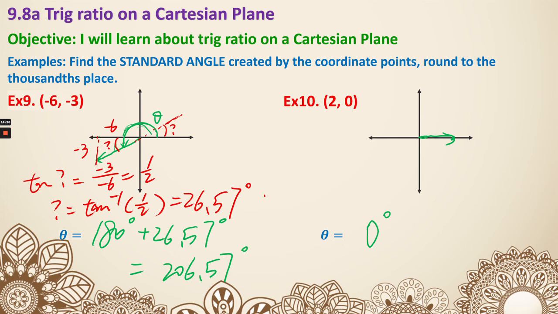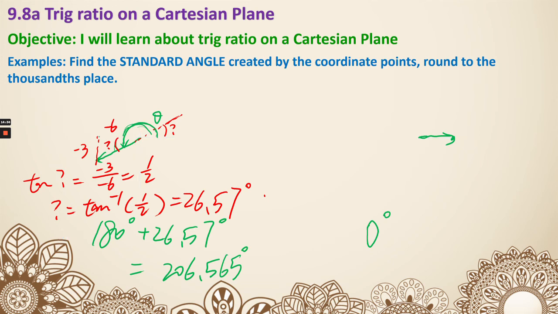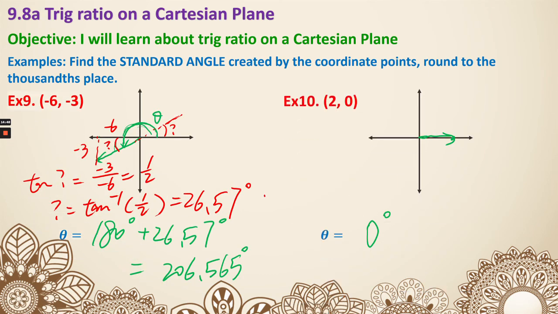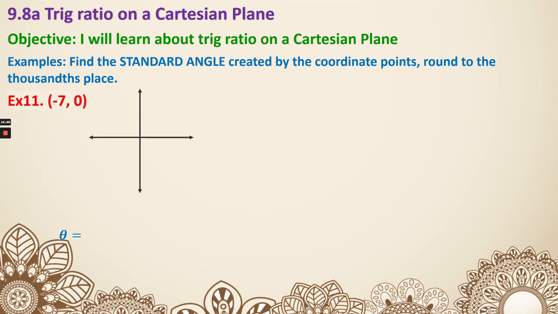Oh, and I just realized the question is asking to round to the thousandths place. So that's got to be 53.130, 565, and the previous one, this is going to be 90, well, 70. That's still going to be 130. And the previous one, that's a 0. Okay, next, number 11.